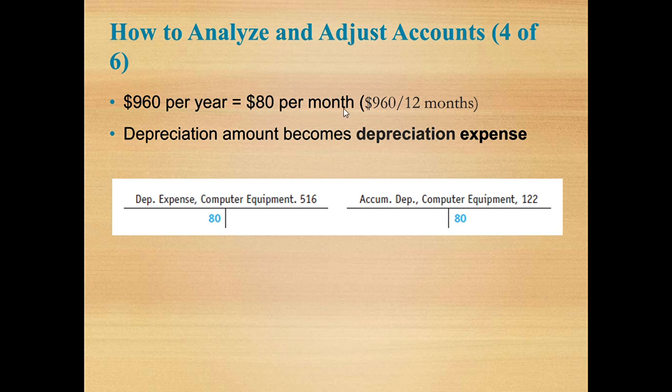Therefore, every month, on the last day of the month, I'm going to acknowledge the depreciation expense, meaning I'm going to debit depreciation expense, computer equipment, at $80. Now, the other account that this $80 goes to is an account called a contra asset. Contra, like contraband or contradiction, means you're going against. So a contra asset account means you're going against an asset. You're going against its value.